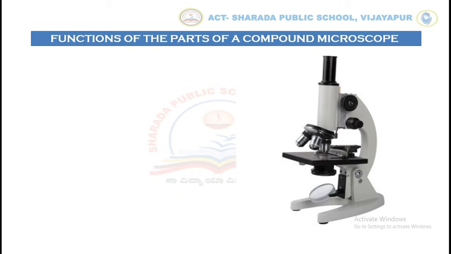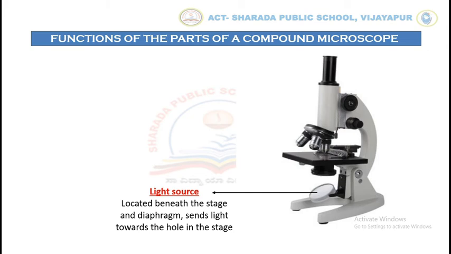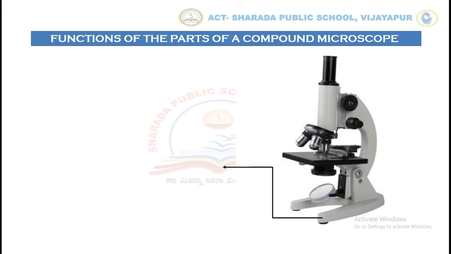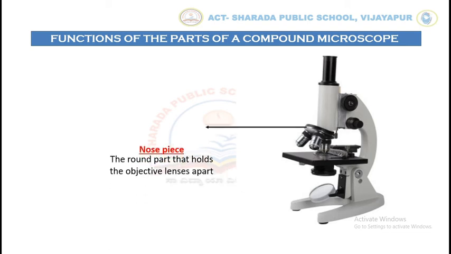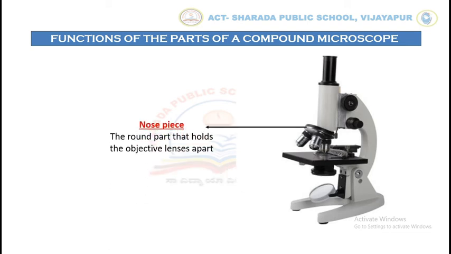The light source is located beneath the stage and diaphragm. It sends light towards the hole in the stage. The base is the bottom part of the microscope. It often looks like a horseshoe. The nose piece is the round part that holds the objective lenses apart.